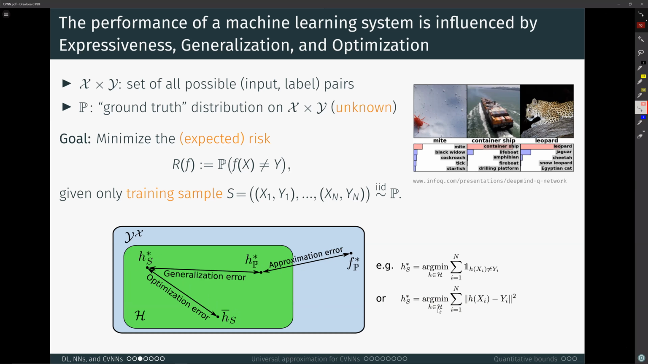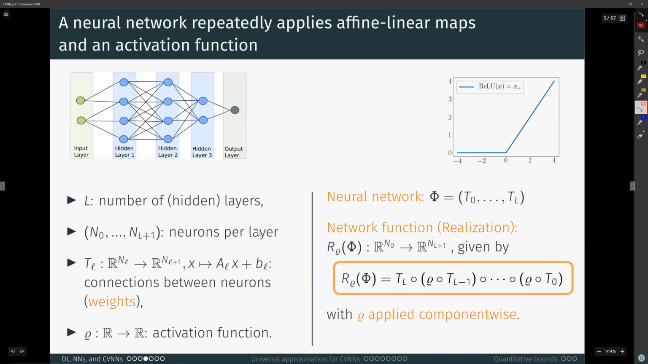Okay, so now after all this talk about deep learning, I should maybe now tell you, since it all relies on neural networks, what mathematically a neural network is.